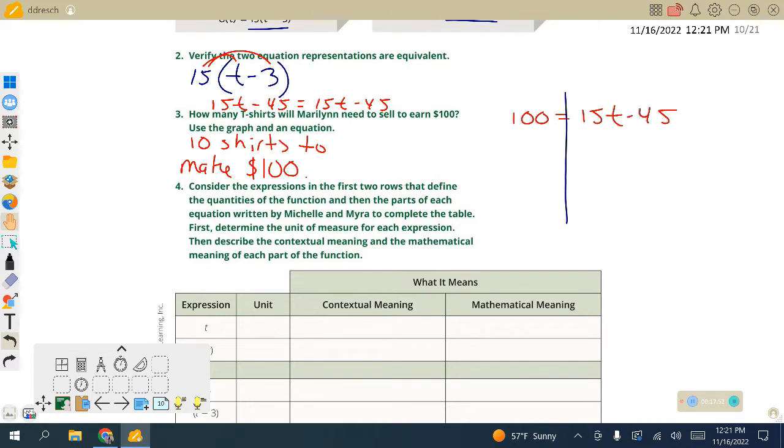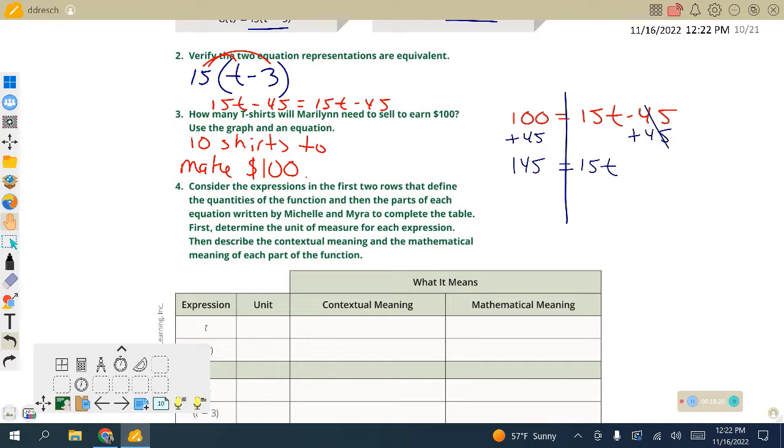I want to get rid of addition, subtraction first. So it's minus 45. And what's the inverse of a minus 45? We want to show plus 45 to both sides. We want to keep it balanced. So you want to show that plus 45 to both sides. Okay, 145 on the left. What happens to the 45s on the right? Yep, they cancel out, and you're left with 15t.